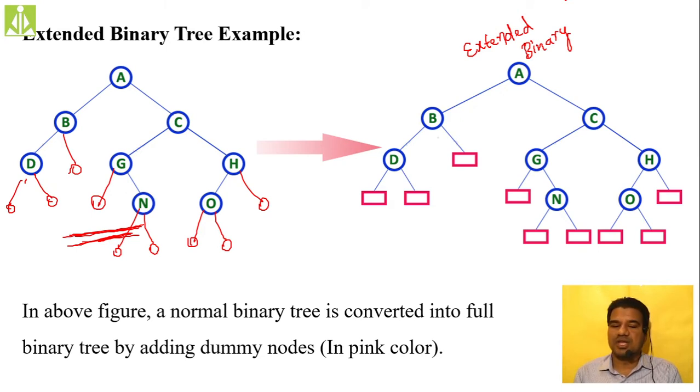Then extended binary tree: between your normal binary tree and strictly binary tree, whatever nodes are missing, just add those nodes, then it will become an extended binary tree. We do not add any data nodes over here when converting the binary tree into a strictly binary tree. We add dummy nodes. A normal binary tree converted to a strictly binary tree with dummy nodes, we call an extended binary tree.